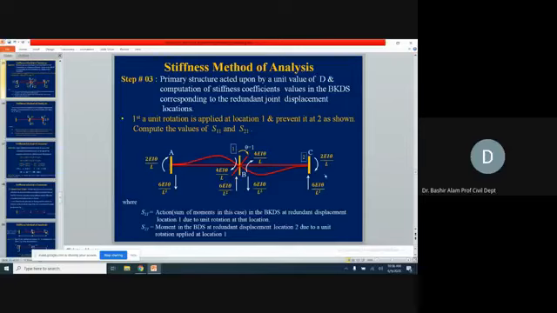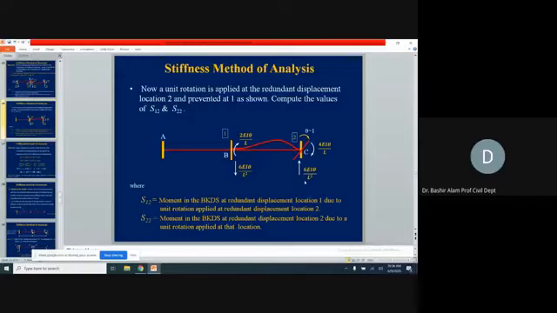How did we construct this? Corresponding to location 1, we give a unit displacement, which is θ in this case, and we generate S11 and S21. Now, to generate the second column of this stiffness matrix, corresponding to D2 we need to apply a unit rotation, which is in the next slide. Here you can see, we come to coordinate 2, and we apply a unit rotation in the positive D2 direction.